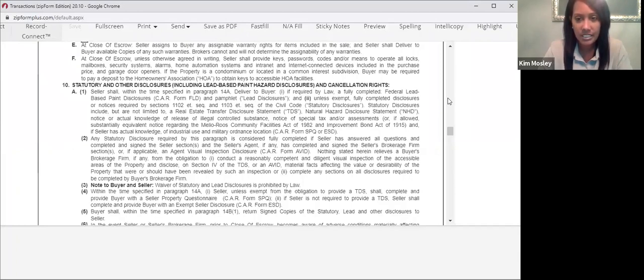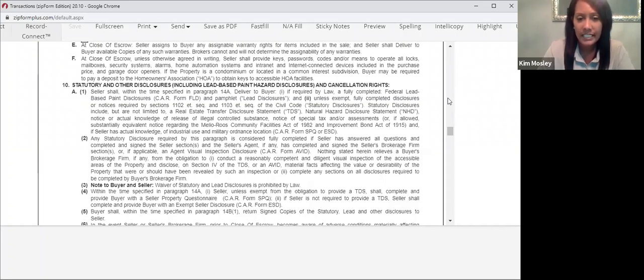Statutory disclosures. Okay, so what are statutory disclosures? Statutory disclosures include, but are not limited to, the TDS. Okay, now any new agents, that's the real estate transfer disclosure statement is called the TDS. Okay, and the other statutory disclosure is natural hazard disclosure, known as the NHD. Okay, so very important that the seller discloses. And that last line in the paragraph, if seller has actual knowledge or industrial use and military ordinance location. And that can also be on the form SPQ or ESD.